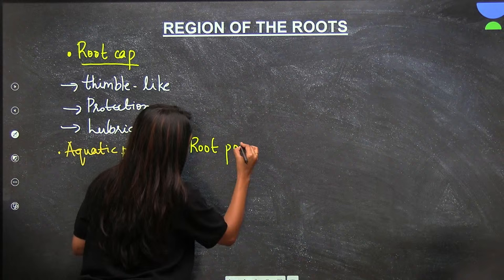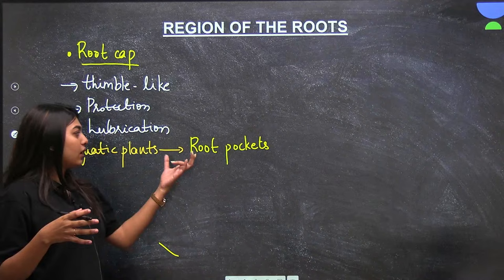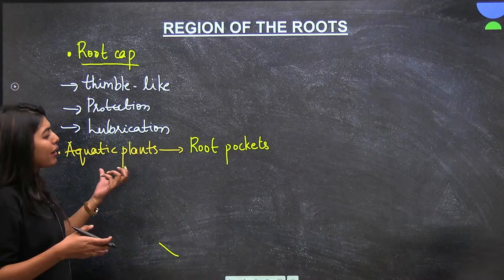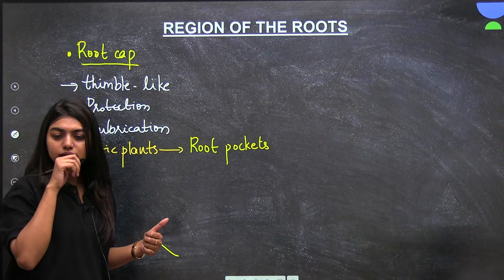We will see root pockets, because aquatic plants do not need such hard structures. Soil is very hard, so we need a root cap. But aquatic plants do not need that. So, it is called root pockets. Clear? Okay, great. Now, let's go to the next part.